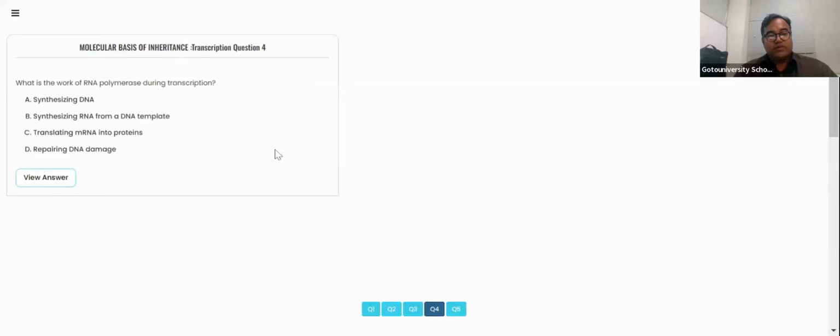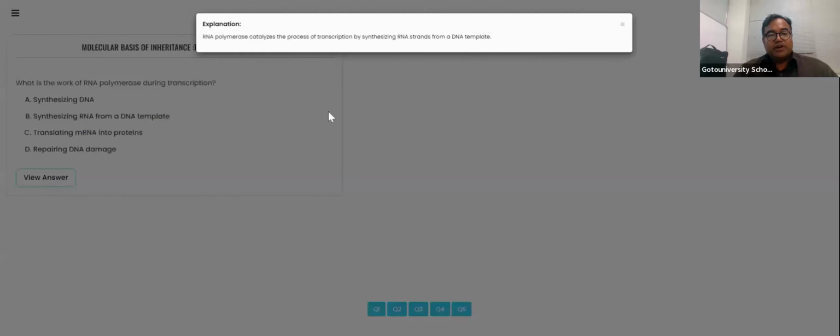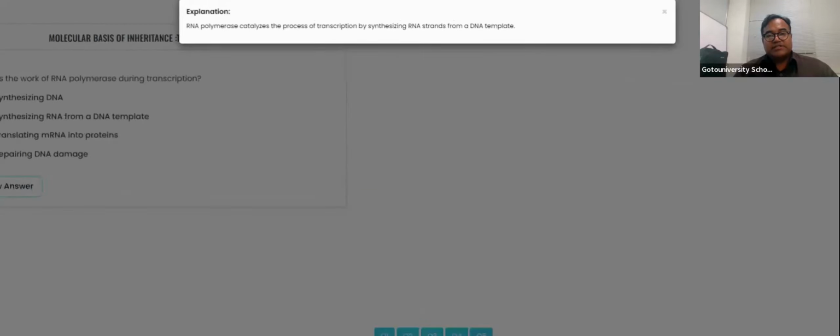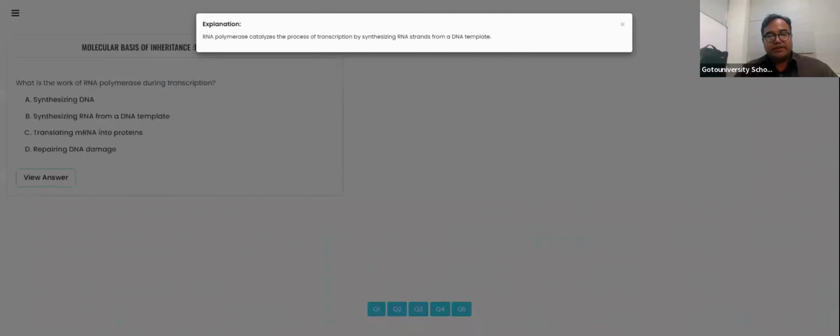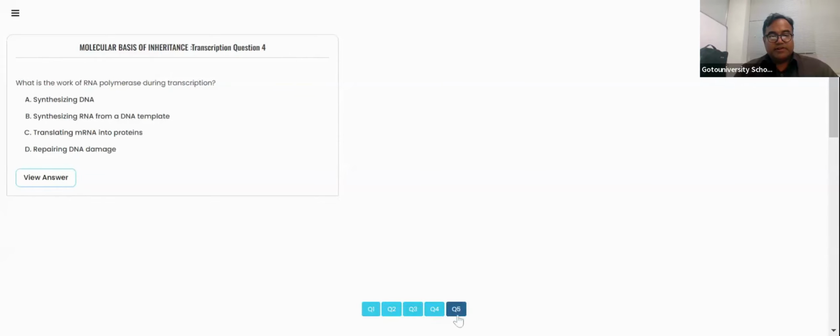Okay, what is the work of the RNA polymerase during transcription? We know very well the RNA polymerase catalyzes the process of transcription by synthesizing an RNA strand by using a DNA template. By using a DNA template. This is the correct answer. So now we are coming to the fifth question.